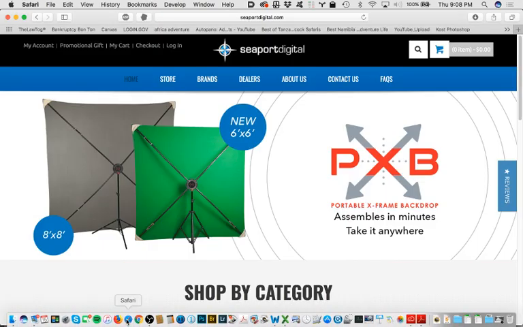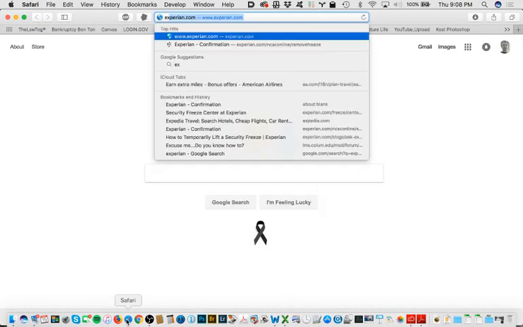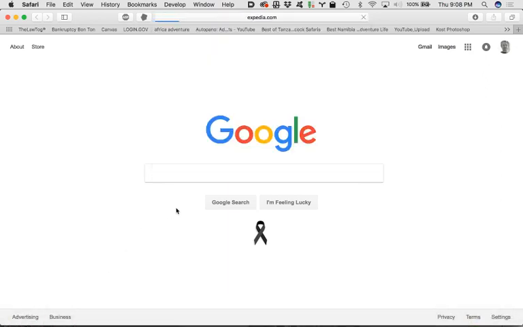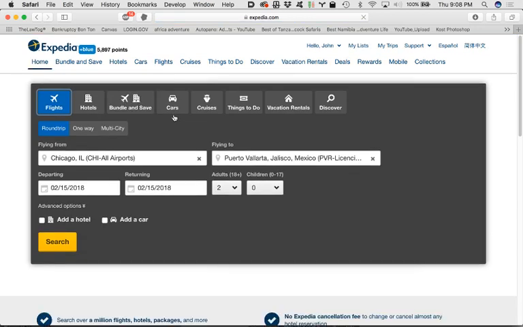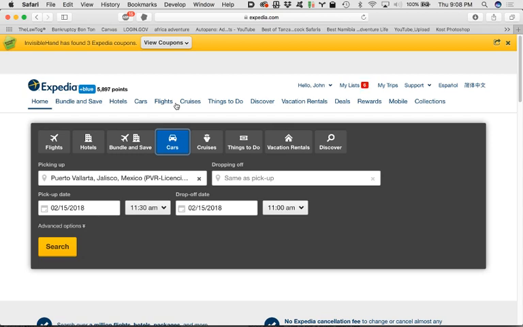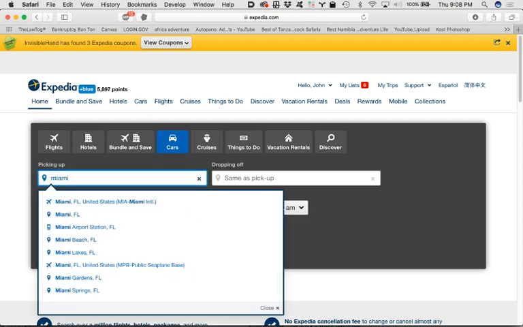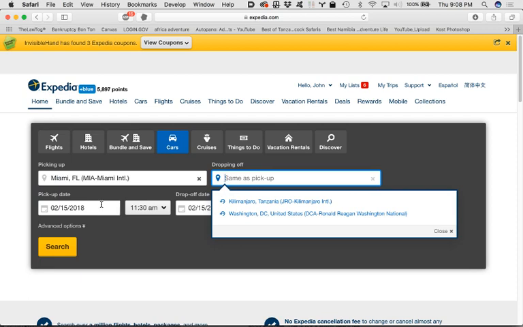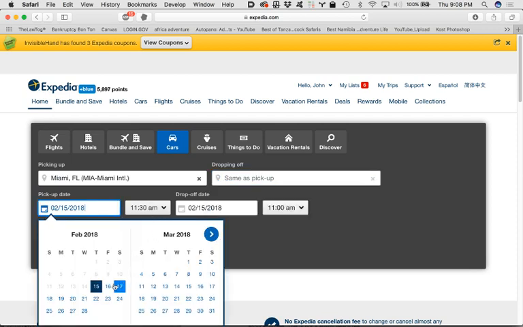I don't know, so I go to Expedia. Just guess. What does a 15-person passenger van cost to rent a day? I'm just curious. $200. You got 80, 100, somewhere in there? Say what? 200? Okay, well, and then clearly we need to go there. So, picking up in Miami. Dropping off same place. We'll say we'll do it for this coming Sunday.